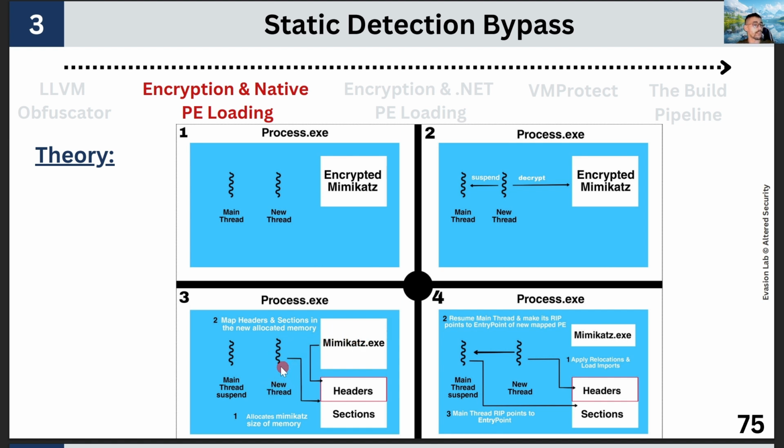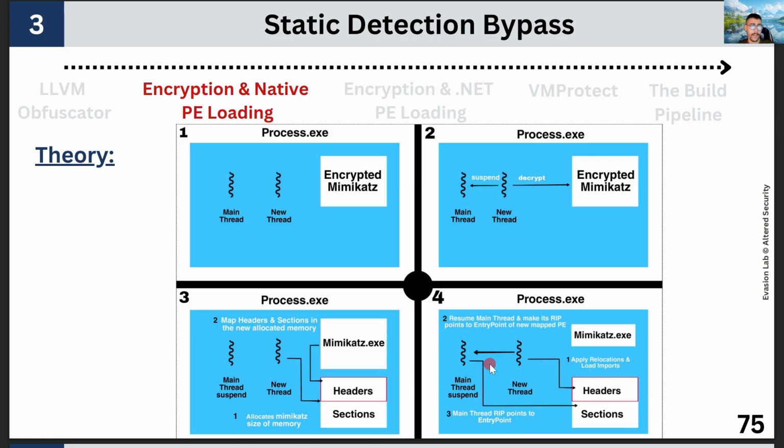Then the newly created thread will map headers and sections from Mimikatz.exe into this newly allocated memory. Now the newly allocated memory will contain the headers and sections. In the fourth stage, the new thread will apply relocations and load imports. The base relocation table is processed to fix absolute memory addresses, ensuring the PE can function correctly at its new memory location. And the import address table is patched by resolving external function dependencies, allowing the PE to call system functions.